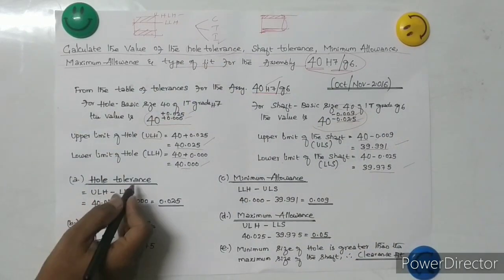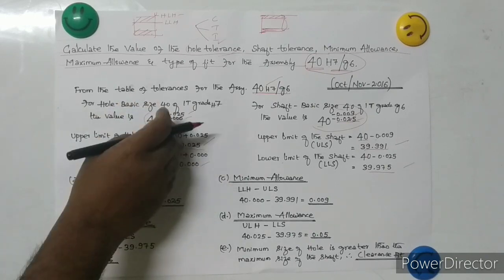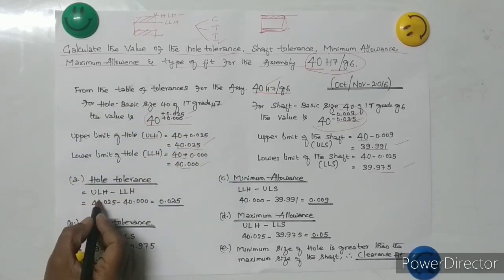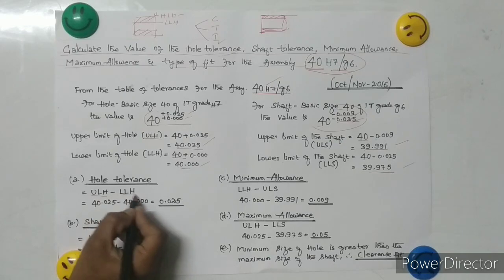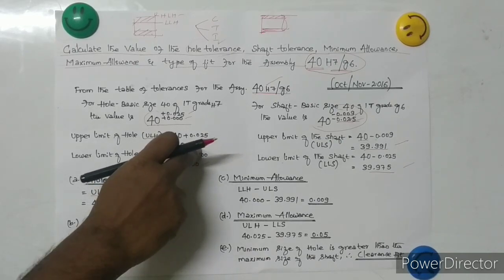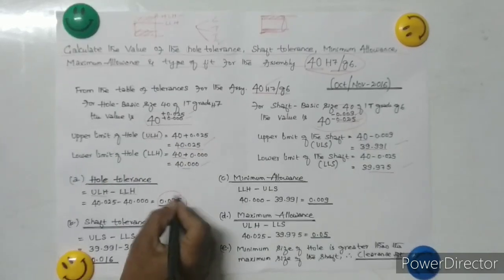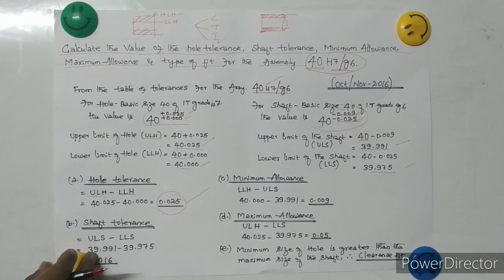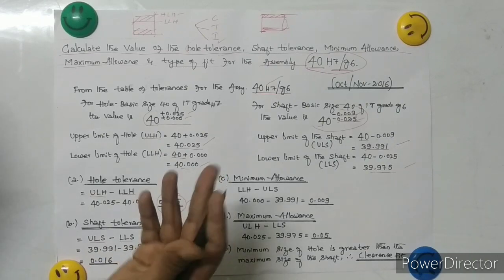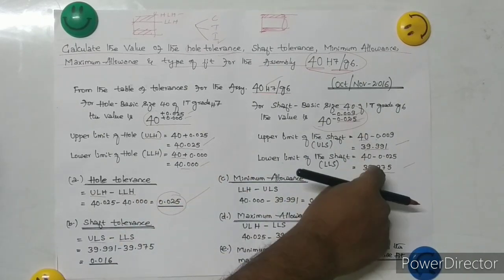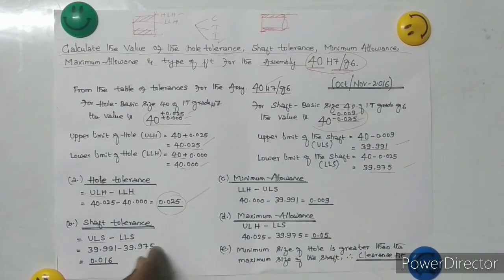The hole tolerance. Tolerance is nothing but the algebraic difference between the upper and lower limits. That is the upper limit of the hole, 40.025, minus the lower limit of the hole, 40, which gives 0.025 mm. This is called the hole tolerance. Let us come to the shaft tolerance. Again the same thing: the algebraic difference between the upper limit of the shaft and the lower limit of the shaft. If we calculate this, you get 0.016 mm.